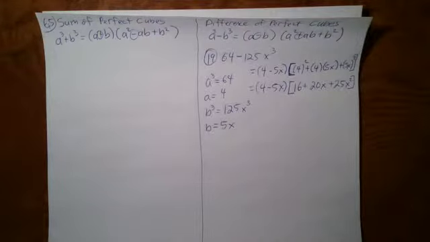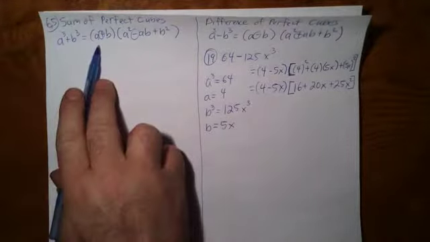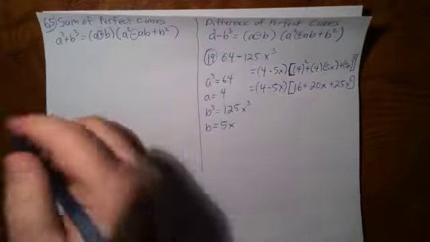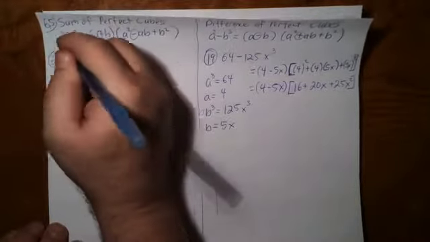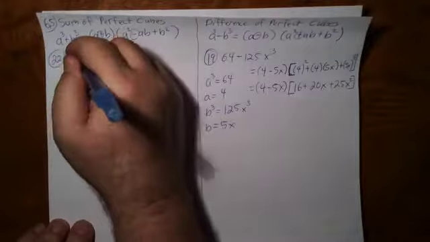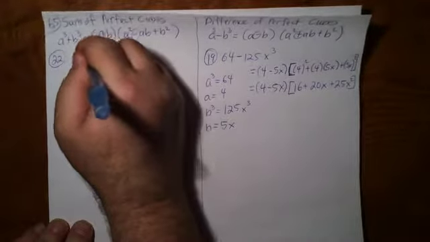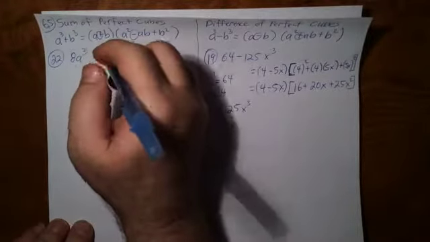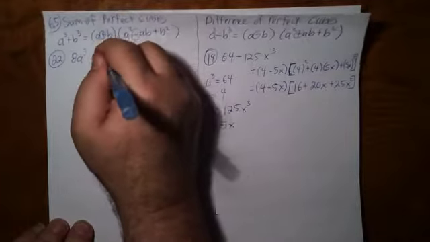Let's take a look at an example of the sum of perfect cubes. Question 22. One I think that's perhaps a little simpler. 8a to the third plus 1,000.